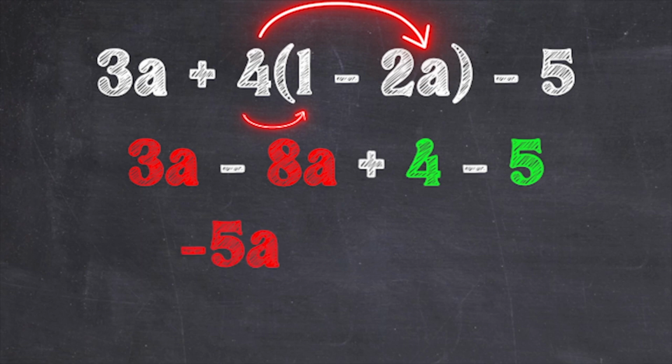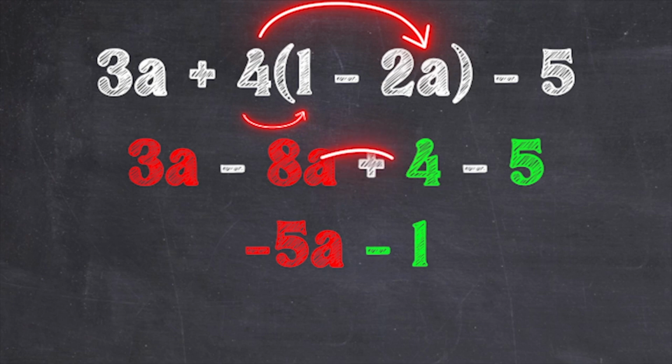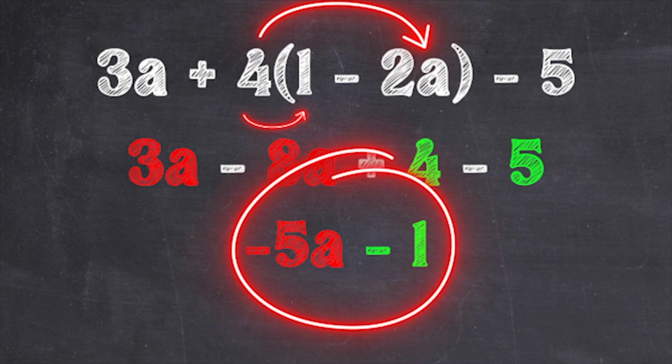Combining 4 and negative 5 gives us negative 1. We are left with two terms now, negative 5a and negative 1. These two terms cannot be simplified further because they do not have any variables in common. So the final form of this algebraic expression is negative 5a minus 1.